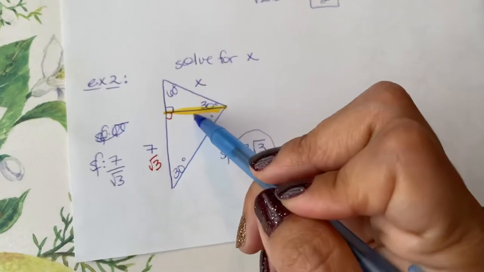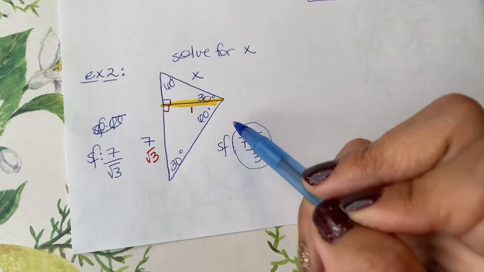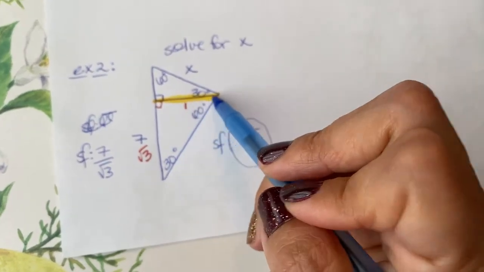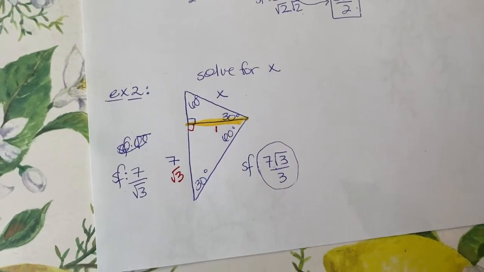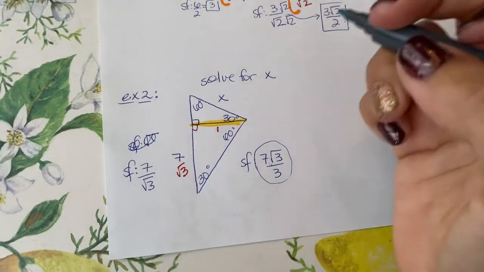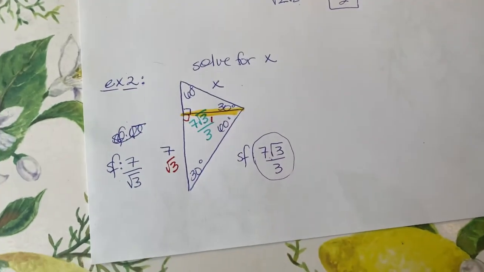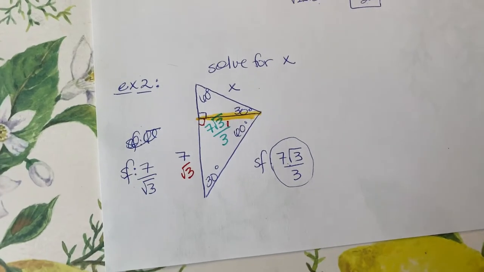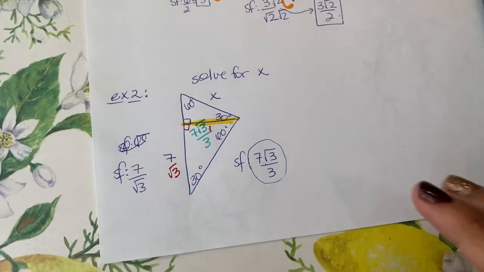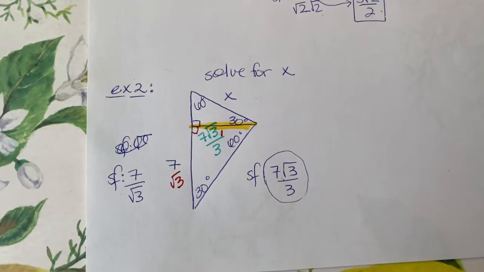Okay, so now find that length. Well, what's my scale factor times my reference? That gives me this length. So this becomes 7 rad 3 over 3. Okay, all right, so we are now done with the 30-60-90 triangle.